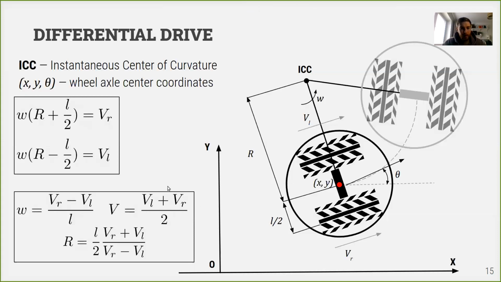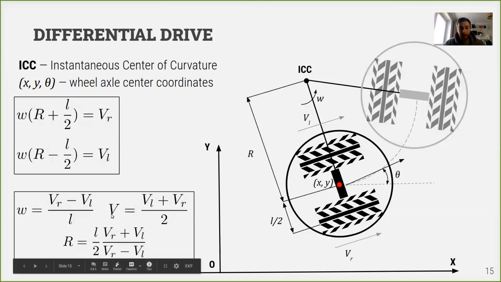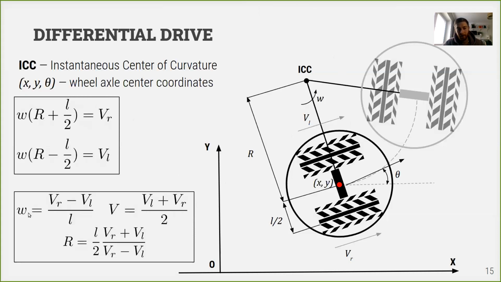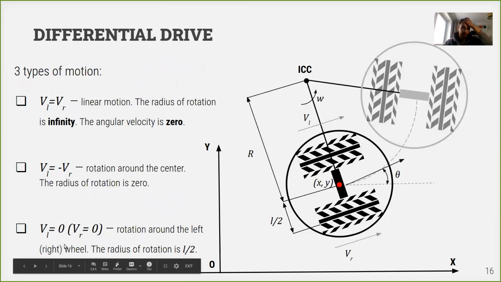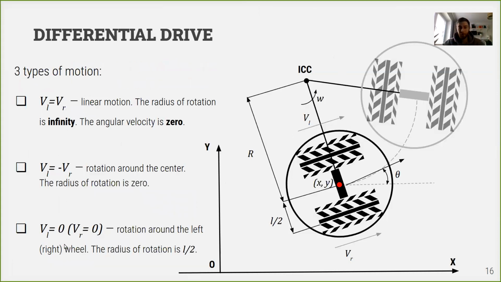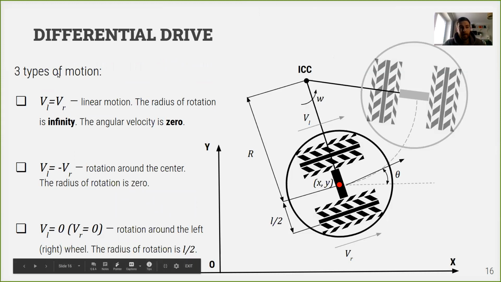Okay. So once again, we are controlling the speed of the right and left wheel, and given that, we can derive angular speed, angular velocity, and radius of rotation. And having angular velocity and radius of rotation, we can derive the future pose of our robot. And there are three types of motion available when we are operating with differential drive.